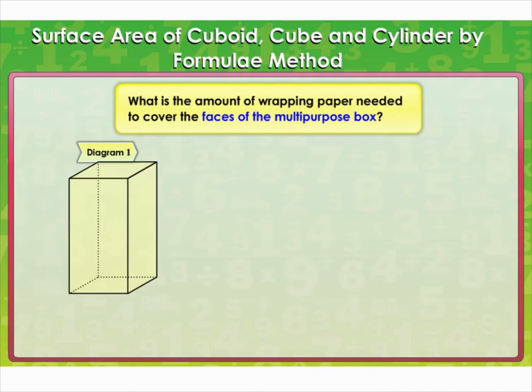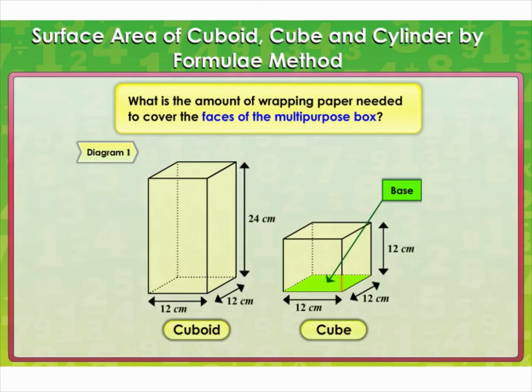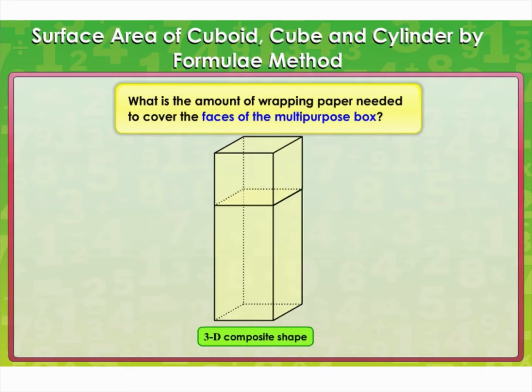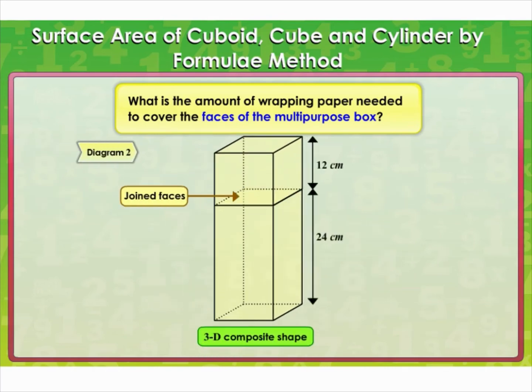Let's visualize how the multipurpose box will look like. Which 2 faces do you think Rahul should join? The opposite faces of the cuboid are of the same size. In fact, Rahul can join any face of the cube with any face of the cuboid. But Rahul wants the multipurpose box to have a common height, so he joins the base of the cube and the top face of the cuboid. This is how the new shape looks.